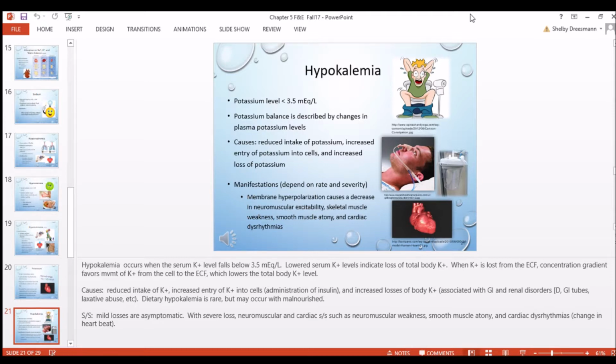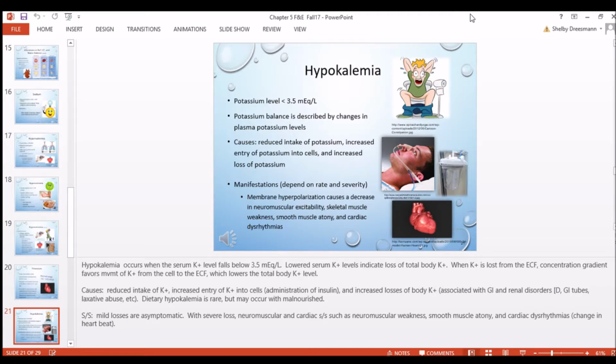The causes of this could be decreased calcium and potassium intake, increased entry of potassium into cells. So the potassium is moving inside the cells rather than sitting in the serum levels outside of the cells. Increased loss of body potassium due to GI and renal disorders or laxative abuse. Hypokalemia is rare but could occur within the malnourished.